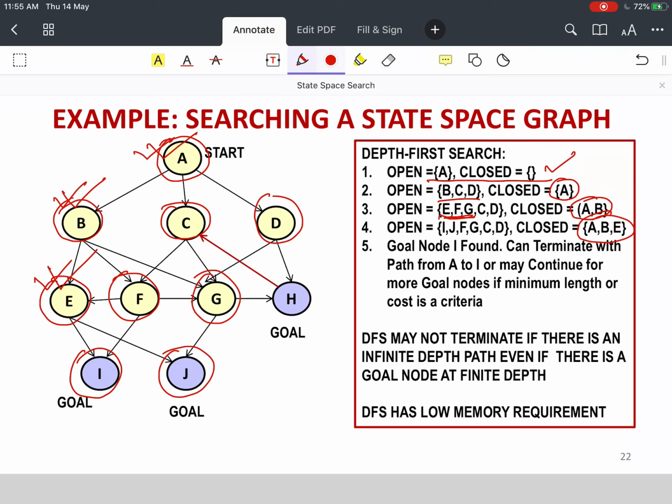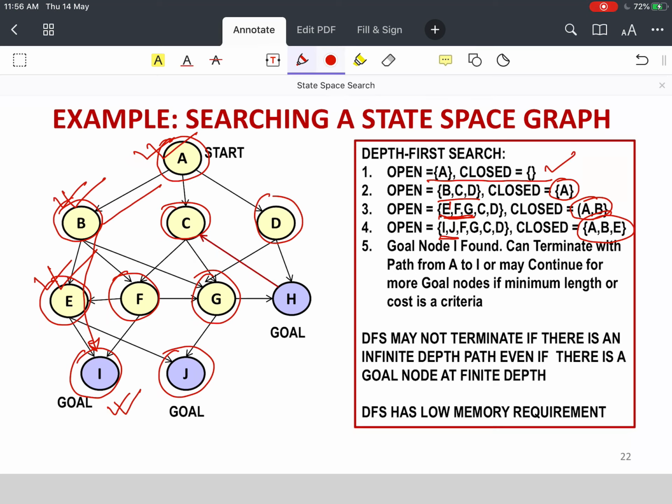So now they are put in front of the queue. When E was removed, F, G, C, and D were there in open, and I and J are put in front. Then we remove I, and I being a goal node, as per the algorithm, if the node removed from open is goal, you can decide on termination. So we could terminate here with this as my solution path.